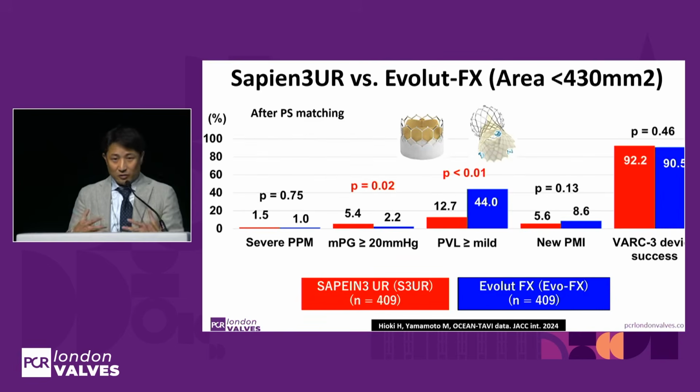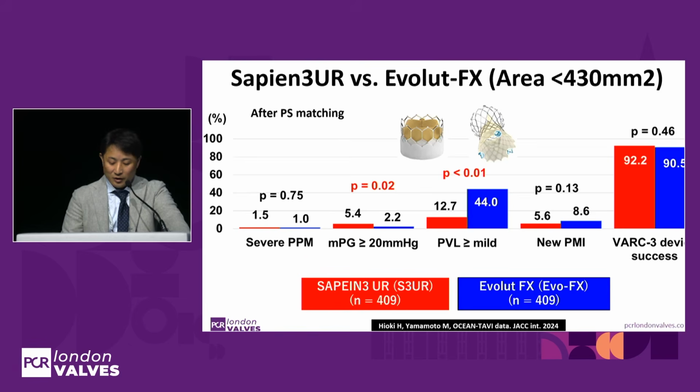So here is a start line to consider the valve hemodynamics. This is the data from the Ocean TAVI registry, our Japanese internal data. So the rates of severe PPM are surprisingly similar between the balloon expandable valve and the supraannular design self-expandable valve. But the mean pressure gradient more than 20 is significantly higher if we choose the balloon expandable valve, comparing with the supraannular design.